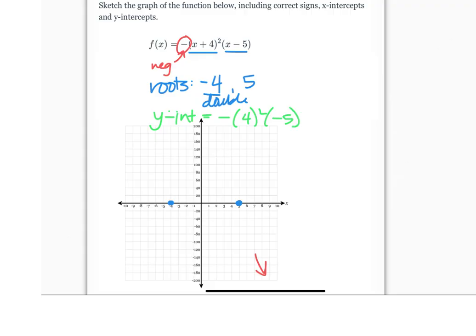And again, I can use a calculator to work this out if I need to. I honestly just don't have one right now. All right, so this looks like it's going to give me positive 80. So I'm going to plot my y-intercept at positive 80.